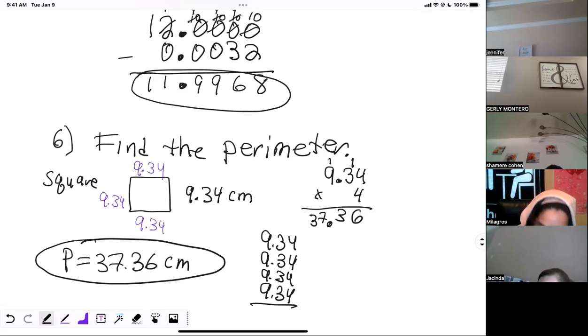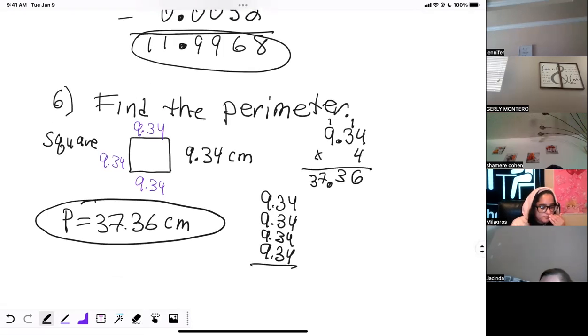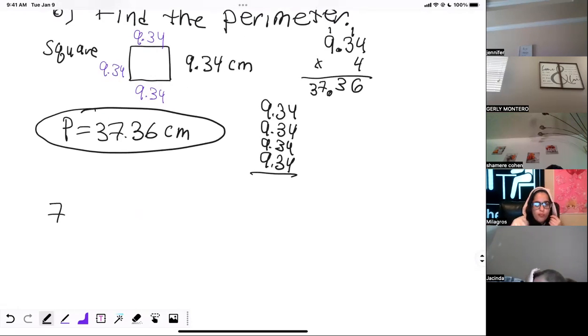I know we're a little bit behind, but there's one more I really want to do. And the rest of them are basic adding, subtracting, multiplying by tens, decimals. There is a finding the area of a triangle, so make sure you really practice that. The last one I really want to do with you is this one.